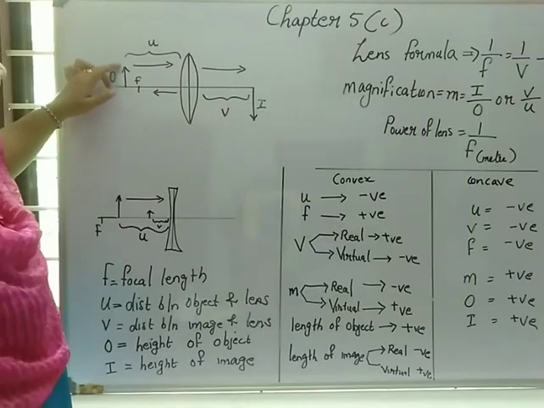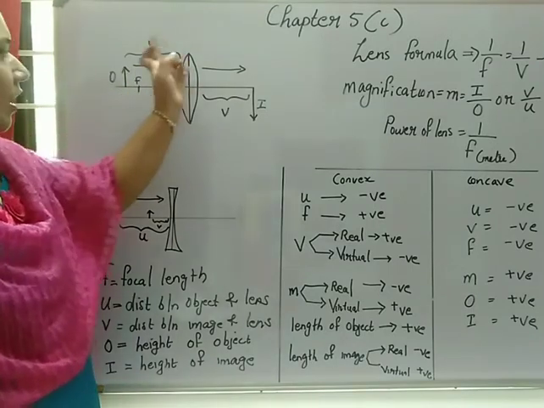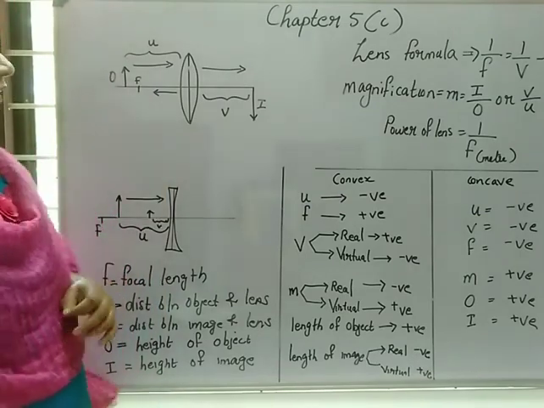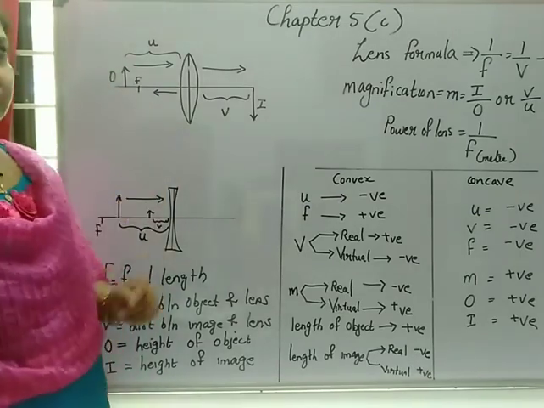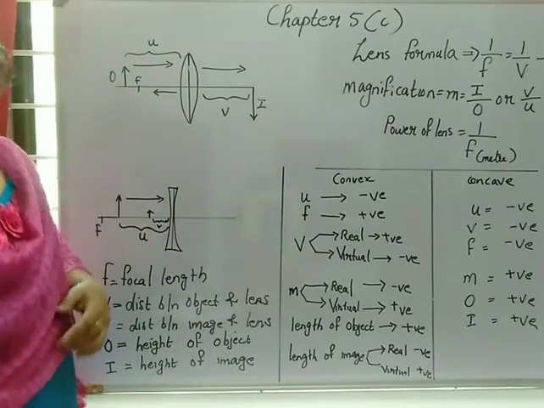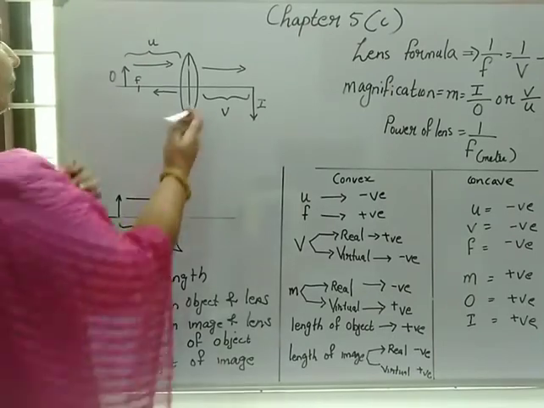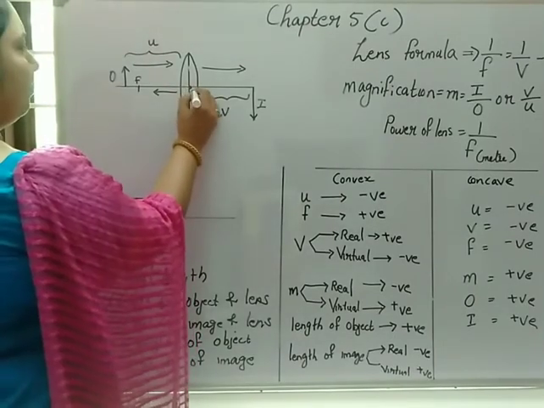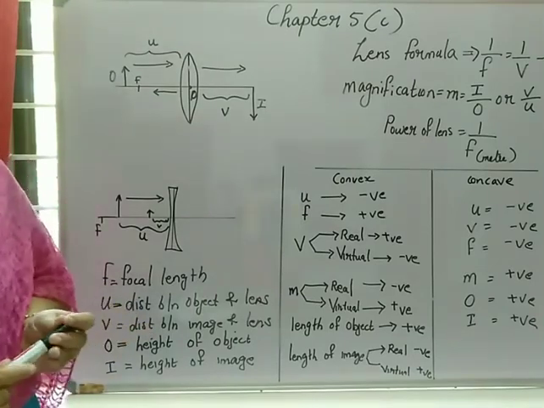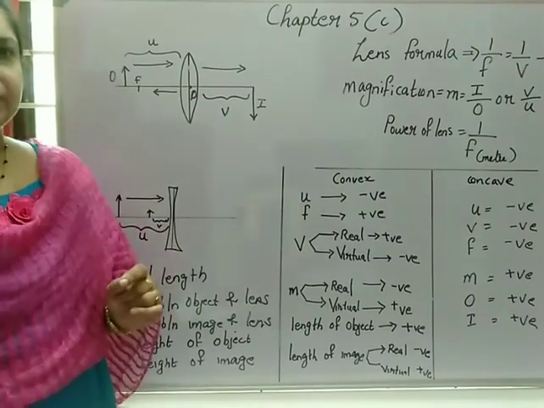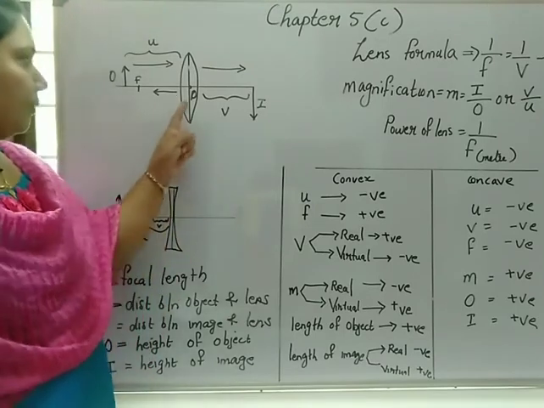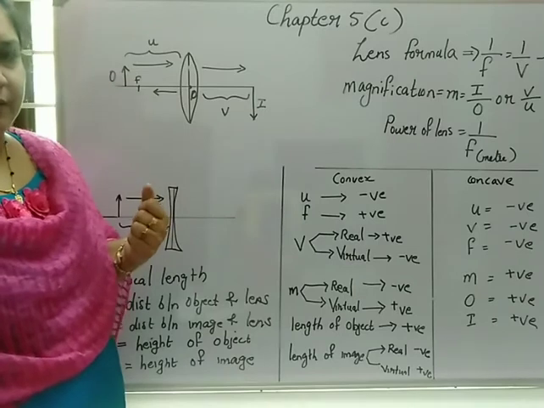We have to draw a straight line parallel to the principal axis. After refraction, it will move through the focus. Three rules are there. So the same way, we have to consider all the distances. Here you can see this is the pole. Middle is pole or optical center. We used to say it as optical center of the lens. All the measurements are taken from the optical center.